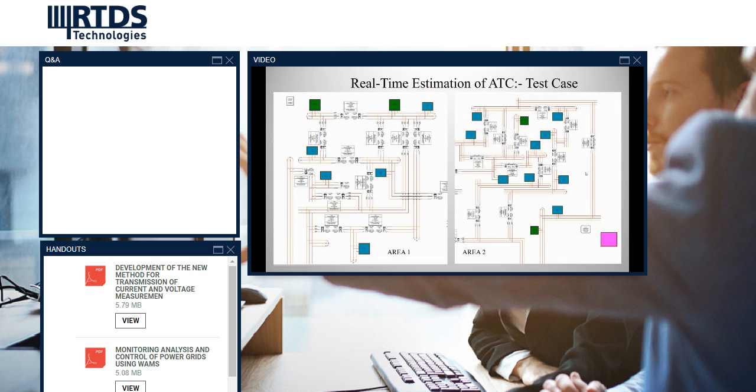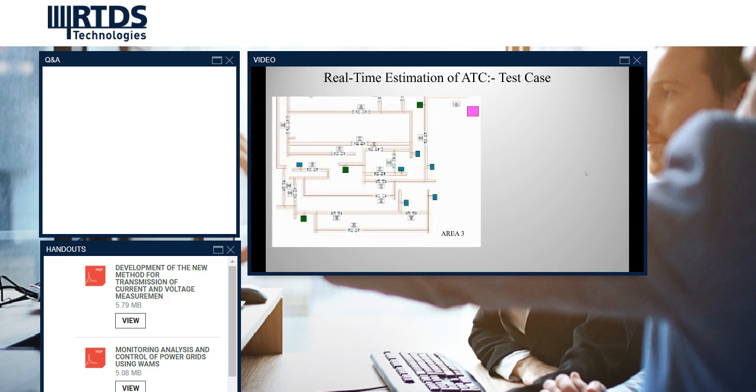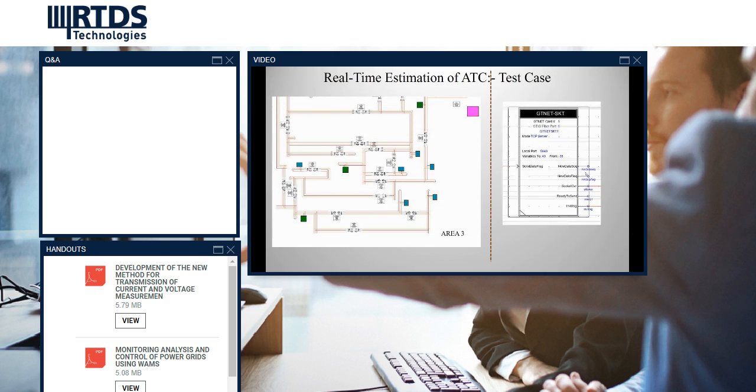For our ATC estimation problem, we have used the IEEE 30 bus test system that we have modeled in RSCAD. Here we have shown two areas, area 1 and area 2, and this is the area 3 of the model.